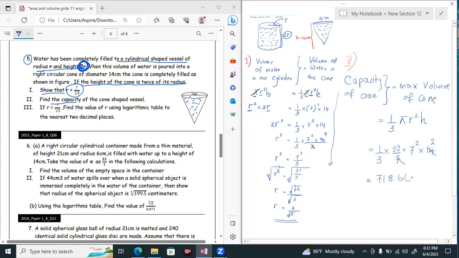Yes, it should be this answer, 666. Then as it is given in centimeters, this should be cubic centimeters, isn't it? So if you write this in milliliters, you know that 1 cubic centimeter is equal to 1 milliliter. Therefore, you can write this as 718.66 milliliters. Okay.